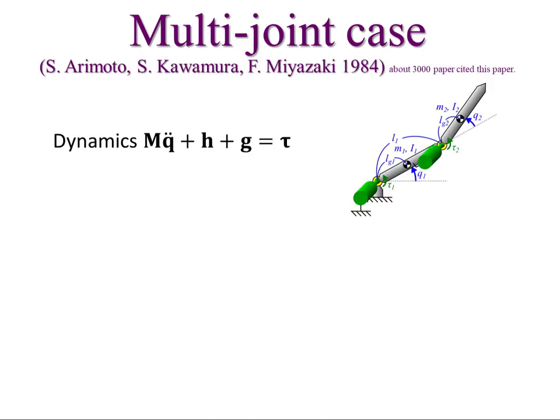Iterative learning and repetitive control can also be applied to multi-joint robots with nonlinear dynamics defined by this equation. This was proposed by Arimoto and Kawamura et al. in 1984. This paper has been cited in over 3,000 papers and is one of the leading papers in the field of robot control.